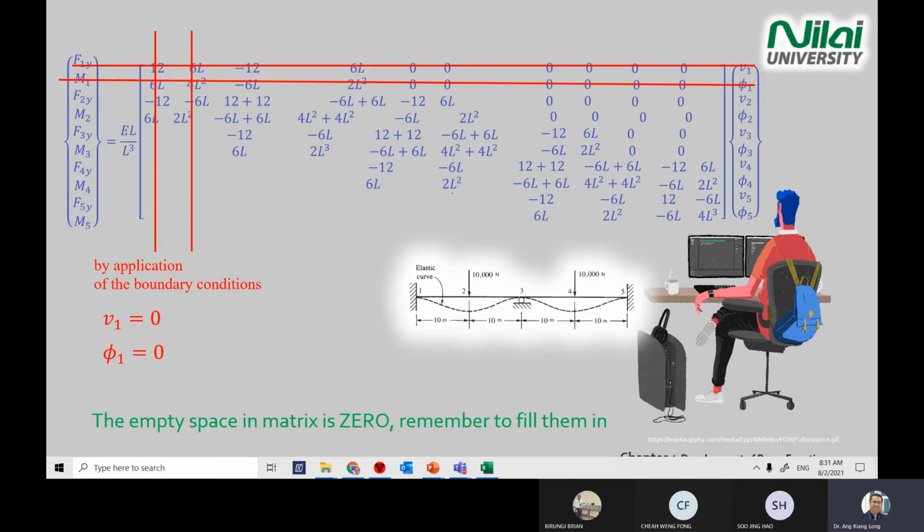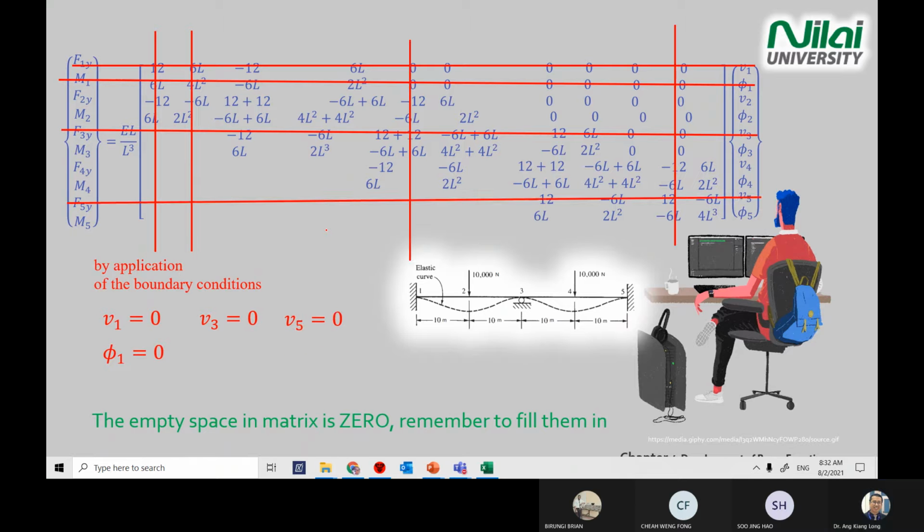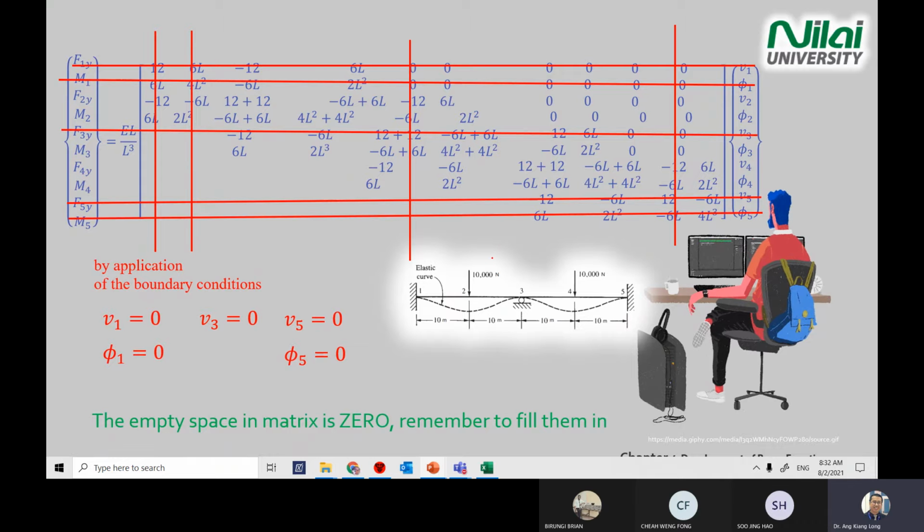Those at 0, we close it temporarily. It doesn't mean that the F and the moment there is 0. We just temporarily close, make the row and column inactive. So V3 0, V5 0, 0.50. Okay, so once you close it, you will see that there's a remaining matrix there.